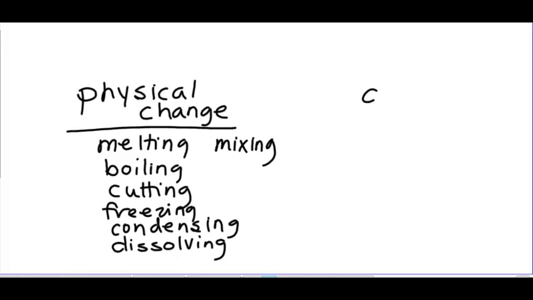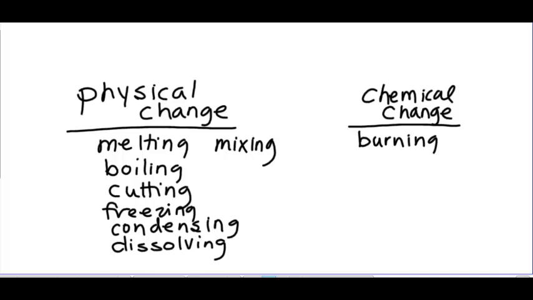A chemical change is really kind of the same thing as chemical properties. You make something new. So burning, rusting, decomposing, all those ones that we listed before. Baking. Baking is a chemical change. Anytime you bake something. Burning, decomposing, baking, rusting.